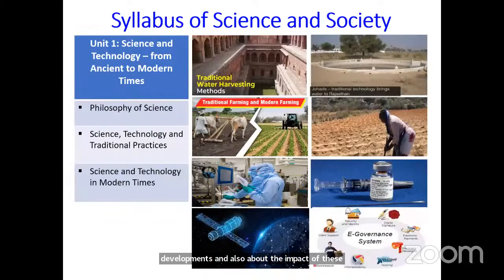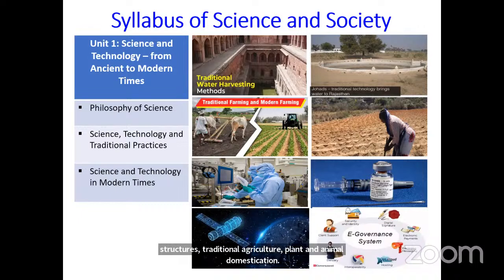So I'll just give you an overview of the syllabus. It has 2 units. Unit 1, which is Science and Technology from Ancient to Modern Times. In this we'll discuss the philosophy of science, science and technology in traditional practices such as traditional water harvesting structures, traditional agriculture, plant and animal domestication, etc.